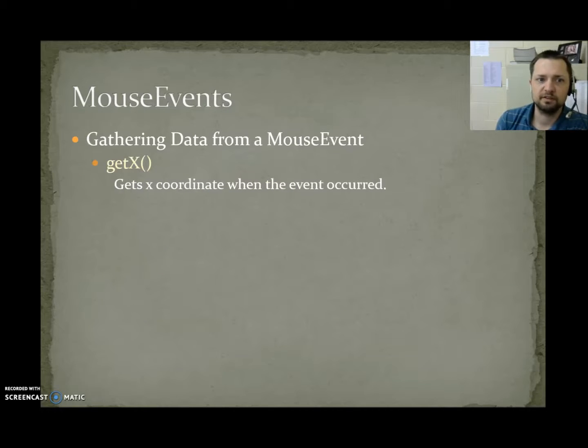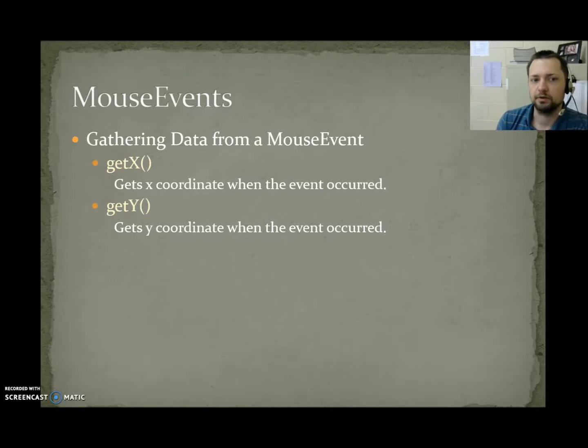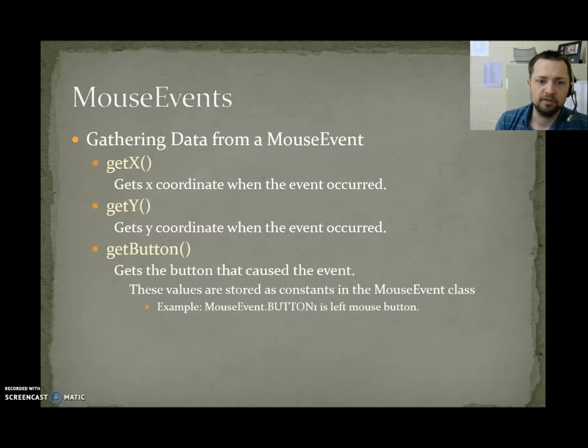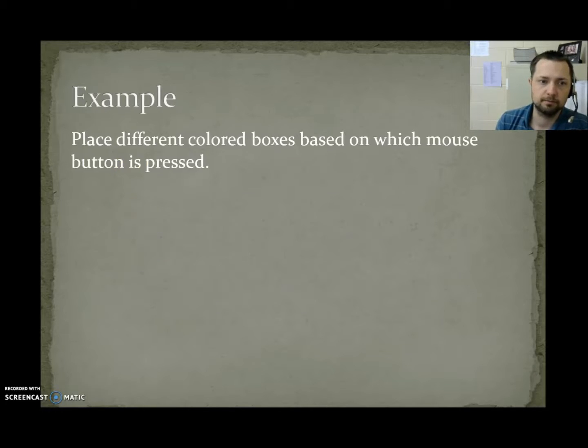When we're working with a mouse event, we can use getX to figure out where on the screen the mouse event occurred. We can use getY to figure out where on the screen the mouse event occurred in the Y direction. And we have getButton. A lot of events like pressed or released have a particular button that caused that event. These are stored as constants in the mouse event class. An example would be if you did e.getButton and you had MouseEvent.BUTTON1, that would be the left mouse button. Button 2 is the mouse wheel. Button 3 is the right mouse button.